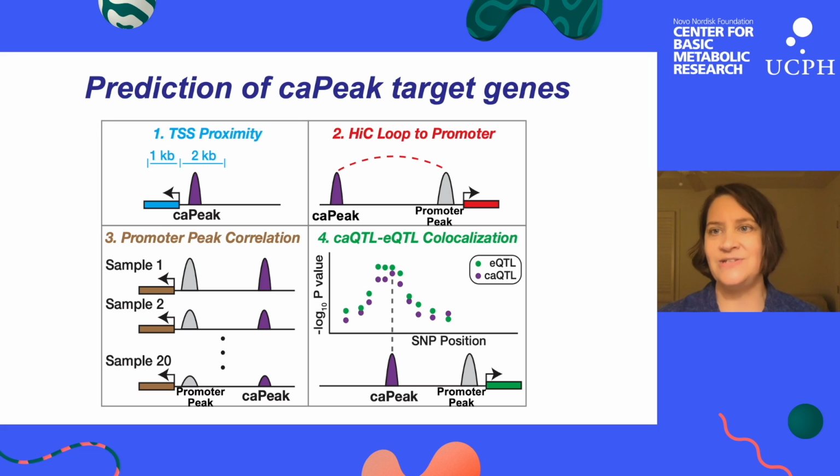And the fourth is to compare the pattern of variants that are associated with chromatin accessibility to the pattern of variants that are associated with gene expression. So a caQTL and an eQTL that have co-localized association signals. If that happens, then we say that perhaps that CA peak is regulating that eQTL gene.